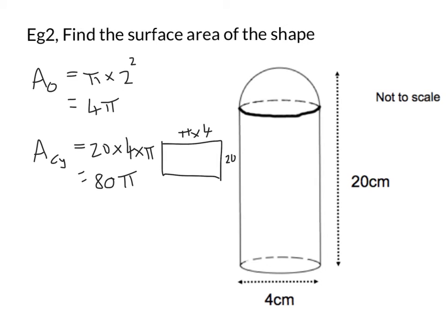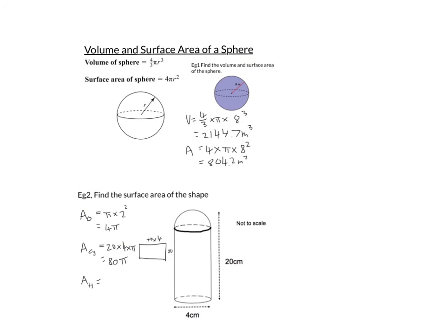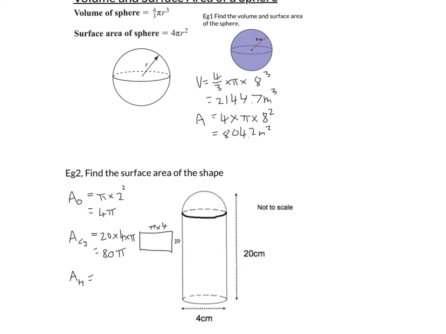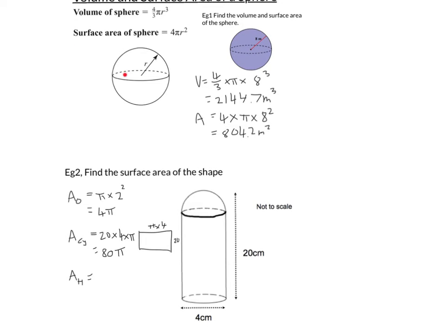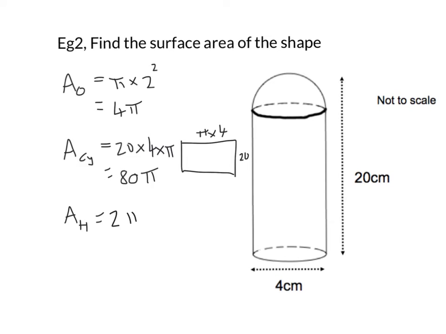And that leaves us with the top bit, area of the hemisphere, H for short. Now we don't have that memorized, so we're given that. You can see there it's 4 pi r squared is the surface area of a sphere. Because we're only wanting half of it, if you half the formula, half of 4 pi r squared would be 2 pi r squared. So we can write down that would be 2 pi times the radius squared, and remember the radius was 2. So 2 pi times 2 squared, and that gives you 8 pi.